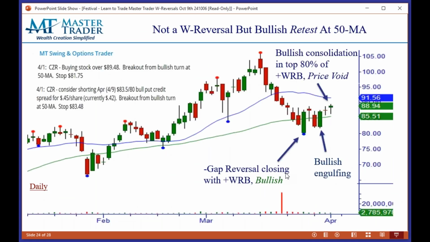All right, we're almost done here. This is not a true W, so I call it just a bullish retest at the 50 because it didn't move up the less than a third, but it's a 180 reversal retest of this. This one was Caesar, so we gave two trades. We bought the stock on this breakout, and we also did a put spread.